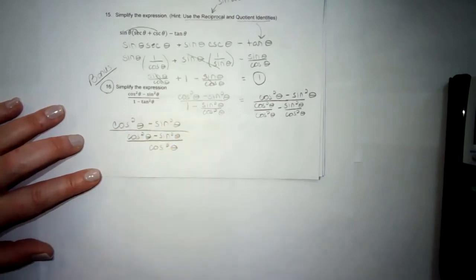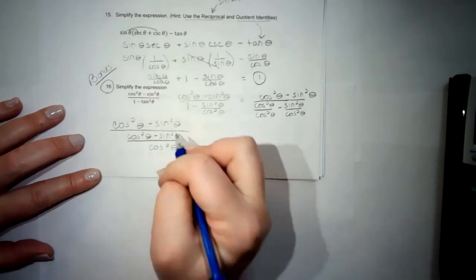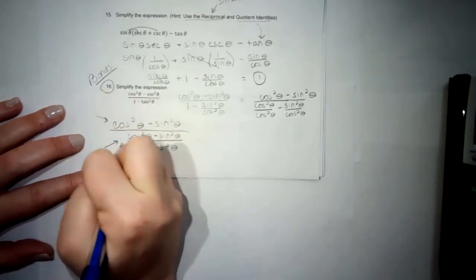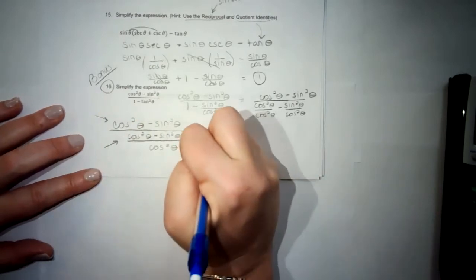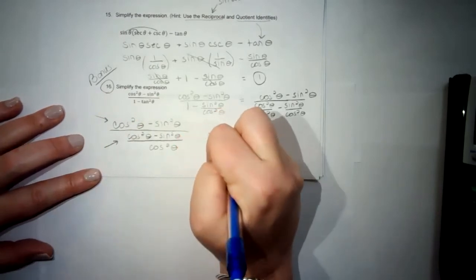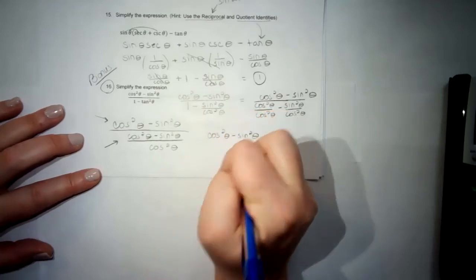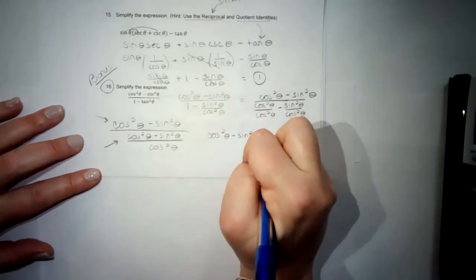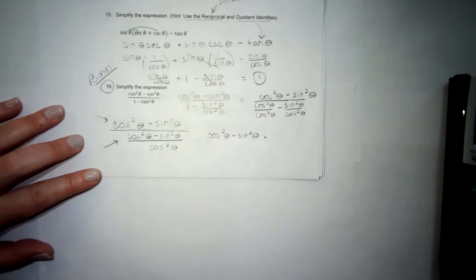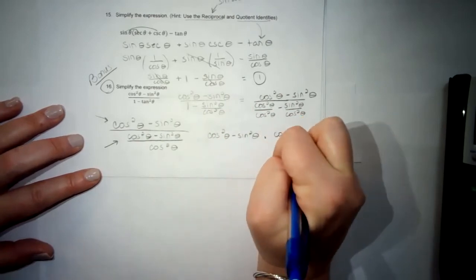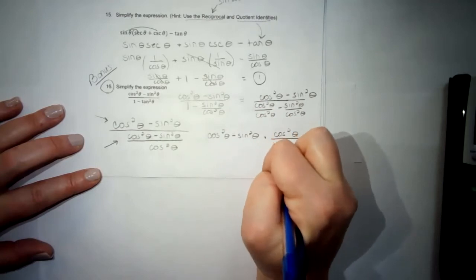Now, some of you might, depending on your algebra level, know the answer right from there. If you're not so sure about it, what can we always do when we have a complex fraction? Keep, change, flip. Just keep track of who's actually the top and who's actually the bottom. This is the top. This is the bottom. So we're going to keep cosine squared theta minus sine squared theta. We're going to change to multiplication. And then we're going to flip the one on the bottom.